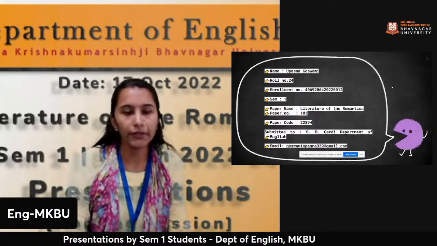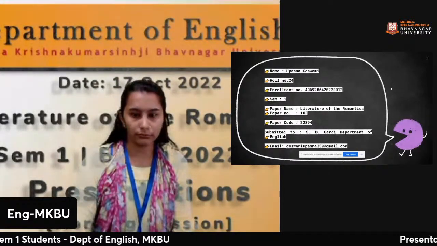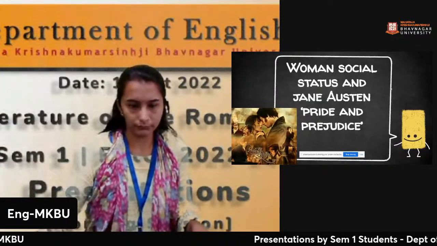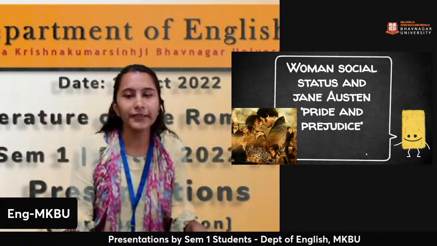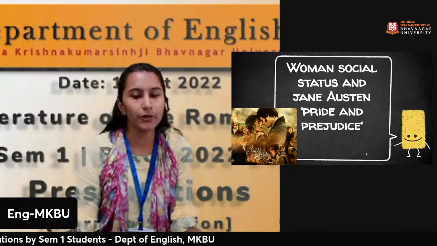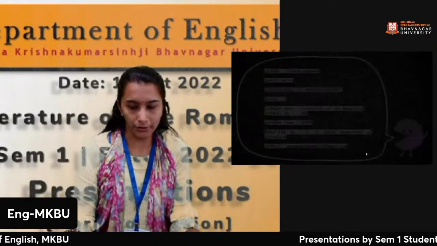Hello everyone, my name is Upasna Goswami. Today I will present a woman's social status in Jane Austen's Pride and Prejudice. This is my personal information.